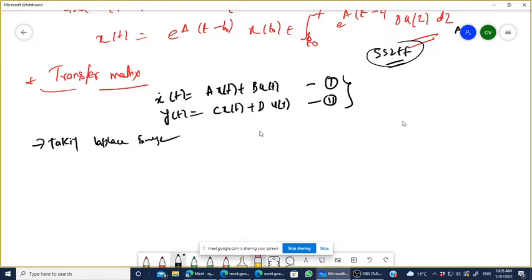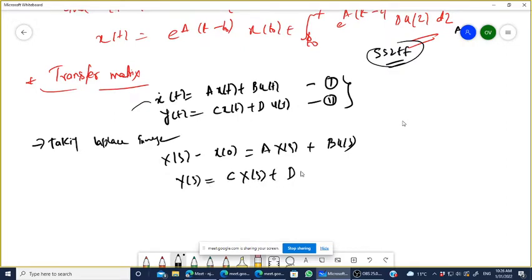Now just take the Laplace transform. The Laplace transform of the first equation becomes sX(s) minus x0 equals AX(s) plus BU(s), and of the second equation, Y(s) is equal to C X(s) plus D U(s). And you know the definition of the transfer function. The transfer function is defined as Y(s) upon U(s). You need Y(s) upon U(s), yes or no?